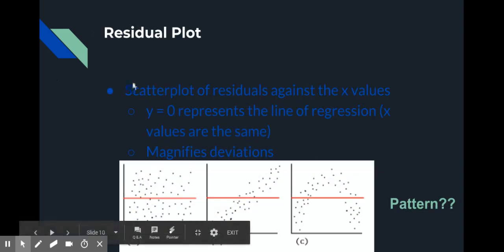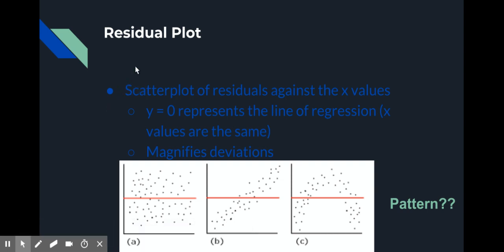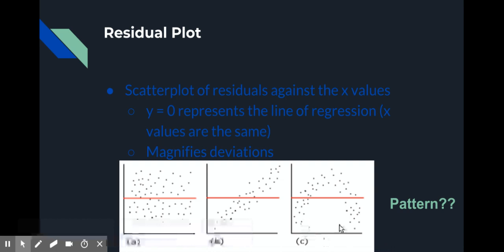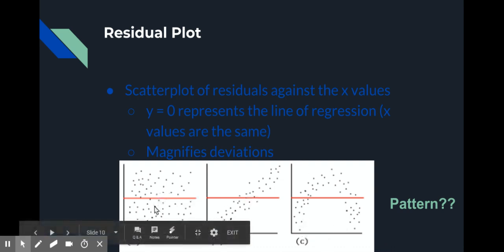So a residual plot, this is basically just a scatter plot of residuals against the x values. y equals 0 represents the line of regression, and the x values are the same as they are in the data, and then the y values for the residual plot are the residuals.